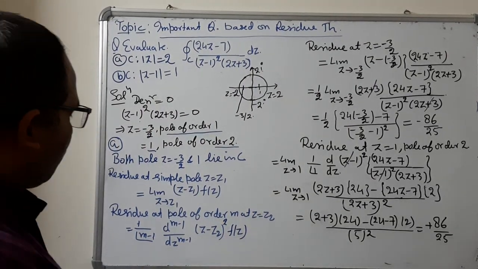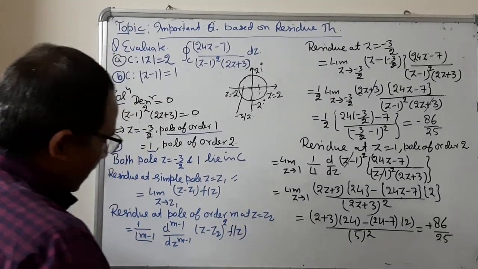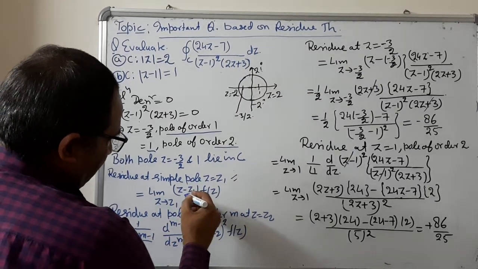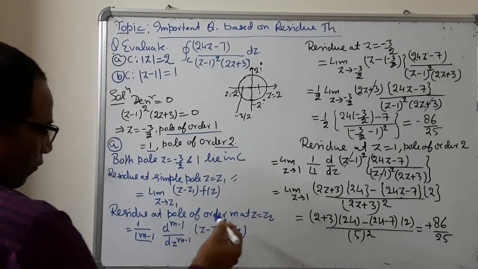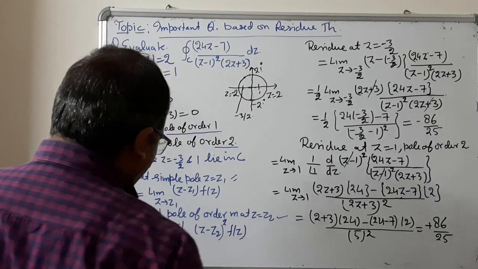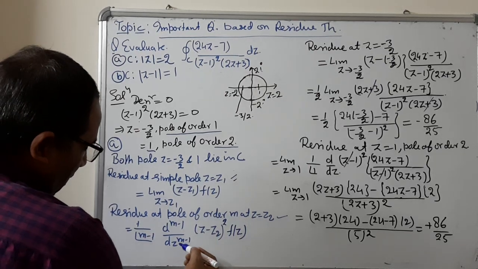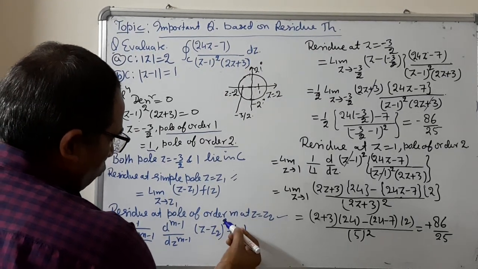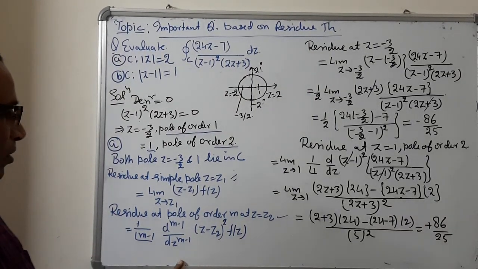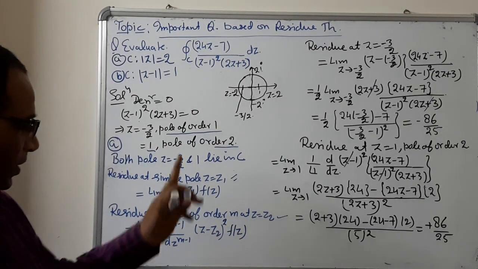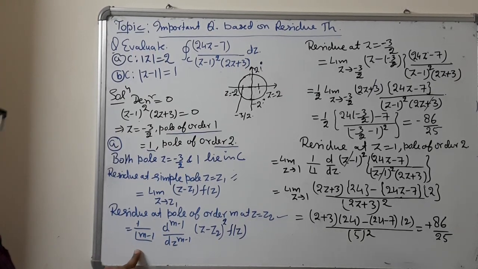First we write the formula for both. Residue at a simple pole z equal to z1 can be written as limit z tending to z1 of (z minus z1) into f of z. And residue at a pole of order m at z equal to z2 can be written as 1 upon factorial of (m minus 1) times d^(m-1) upon dz^(m-1) of (z minus z2)^m f of z. Always we take the derivative one less than the order of the pole. Here the pole is m, so we take the derivative m minus 1, and same here, 1 upon factorial of m minus 1.